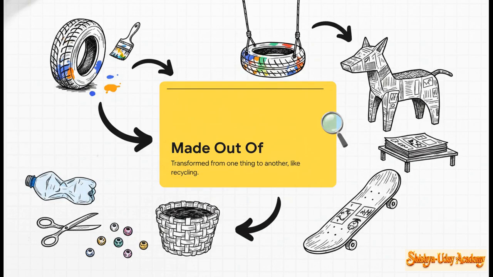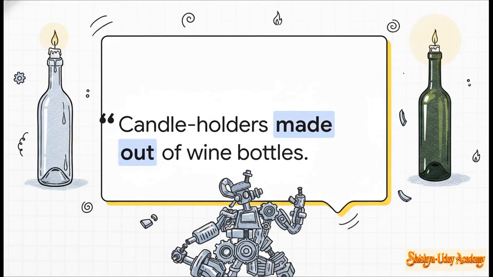new life. Think of, say, candle holders made out of wine bottles, or a really cool sculpture made out of old car parts. The emphasis here is on how these original items, the glass bottles and the metal car engines, were so cleverly repurposed into completely different functional objects. The material is visible, sure, but the focus is really on the incredible transformation of the object's core purpose.